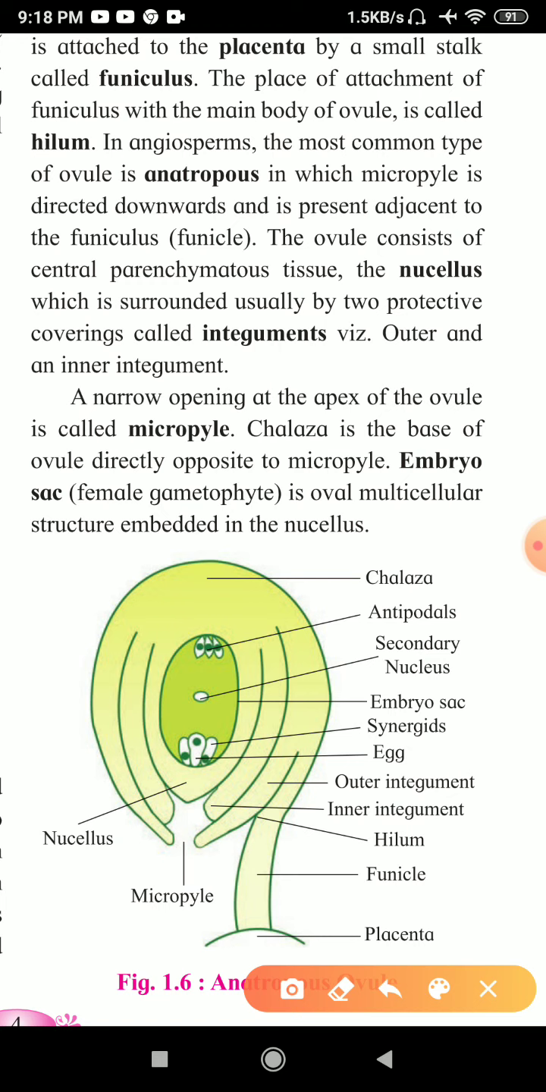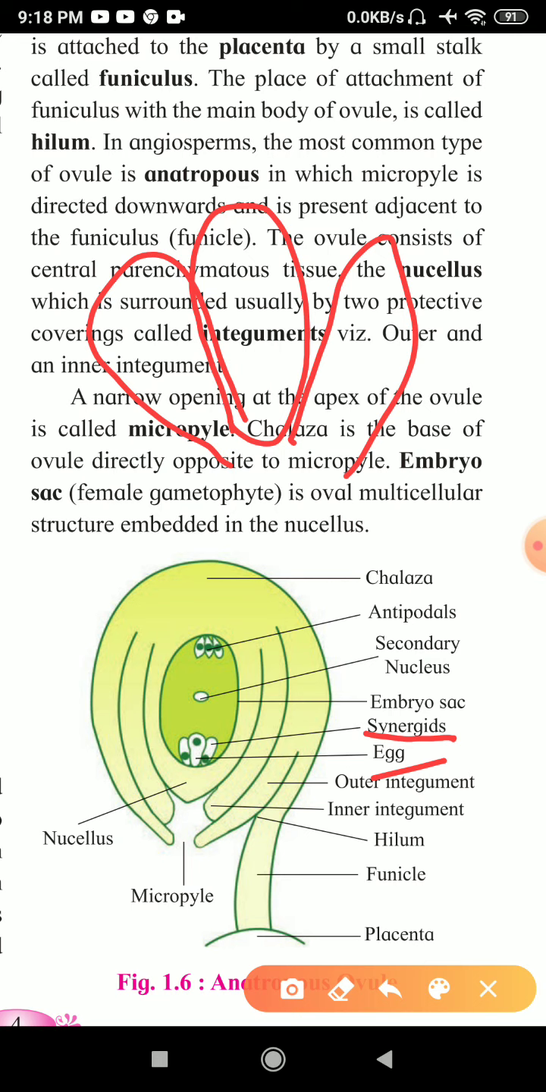Then, of the lower three cells, the side two cells are called the synergid cells. Synergid cells are the helper cells. These synergid cells help in the fertilization process. So when fertilization takes place, if we draw, this is the middle cell, which is called the egg. Surrounding it there are two more cells, which are called the synergid cells. So these are the two synergid cells. When the fertilization tube, this is the fertilization tube.